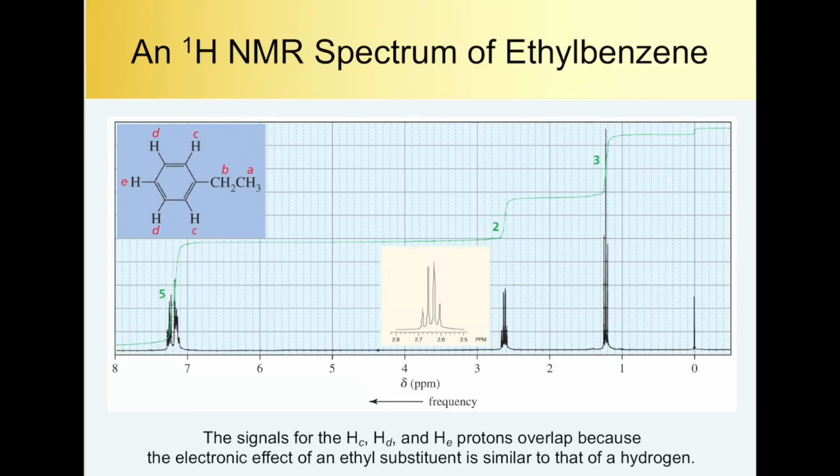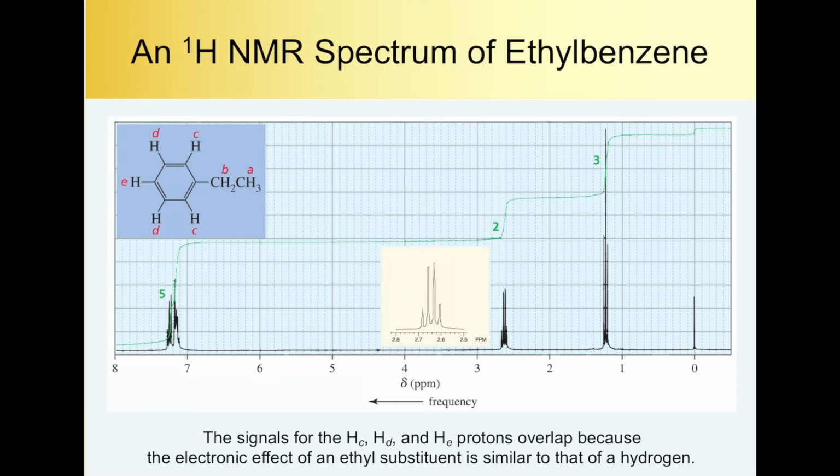Here is the NMR spectrum of ethylbenzene, and ethylbenzene has 5 different types of protons in it. Let's identify the different types of protons. First, the ethyl group itself has 2 different types of protons: one type from the methyl group, and the other type from the methylene carbon that is attached to the methyl carbon.